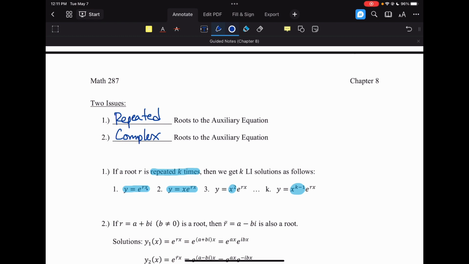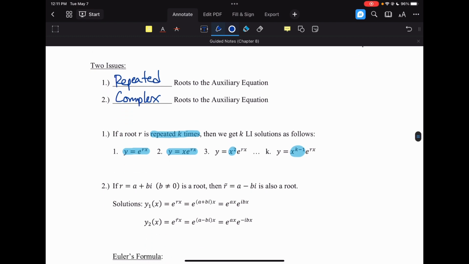So if we had a root that repeated itself 3 times, we would get y equals e to the rx, y equals x e to the rx, and y equals x squared e to the rx as 3 separate solutions, one corresponding to each value.